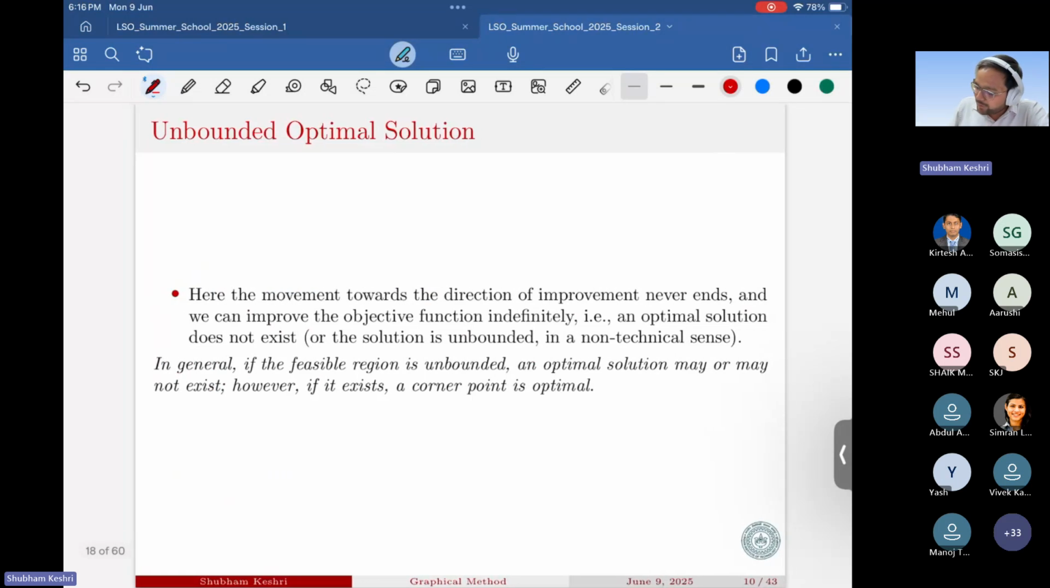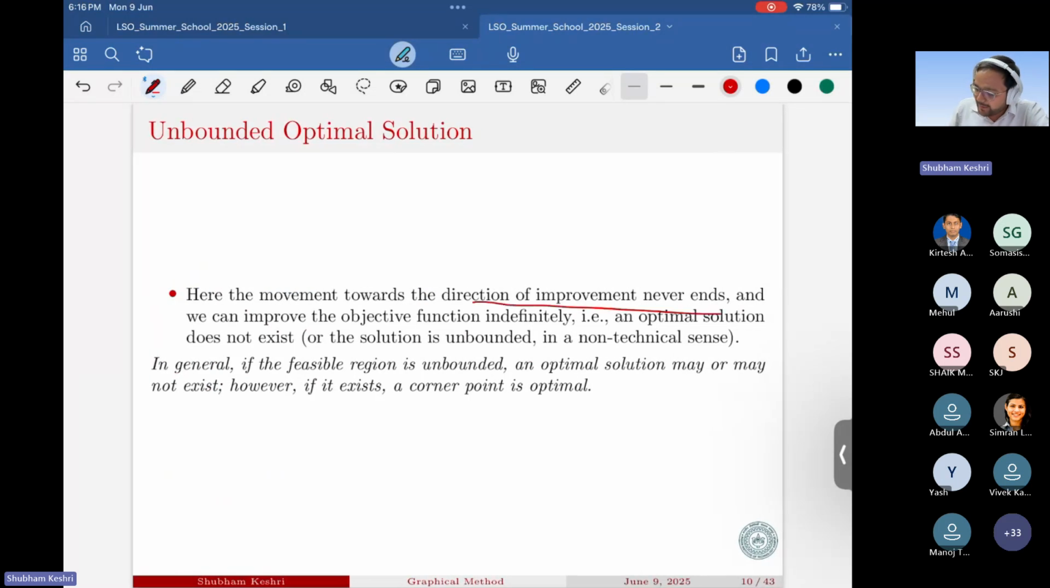So here, the movement towards the direction of improvement never ends, and we can improve the objective function value indefinitely. That is, an optimal solution does not exist. This is the technical term. Or in non-technical terms, you can say that the solution is unbounded.